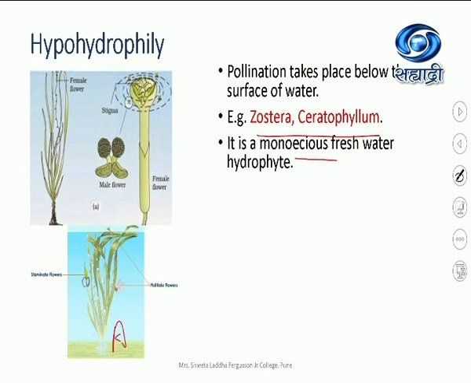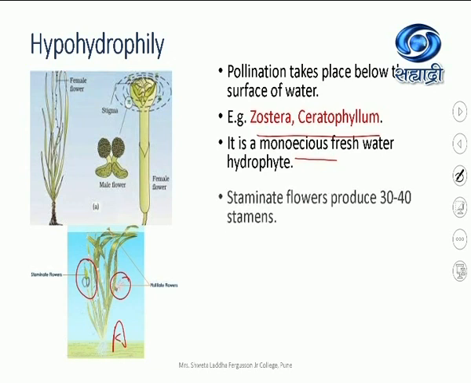Look here, there is only one plant, A. Here the pistillate flowers are shown. Here the staminate flowers are shown. So male and female flowers are produced separately but on the same plant. Therefore, it is a monoecious plant. And here we are studying the example of a freshwater hydrophyte.